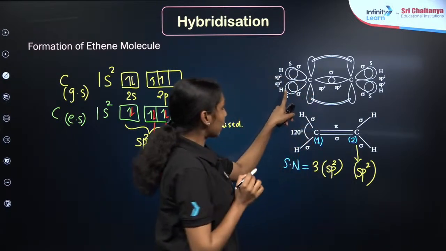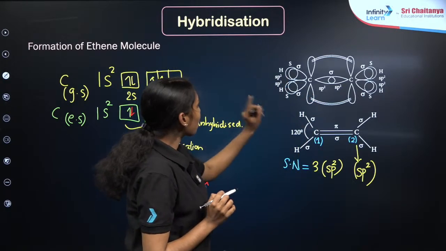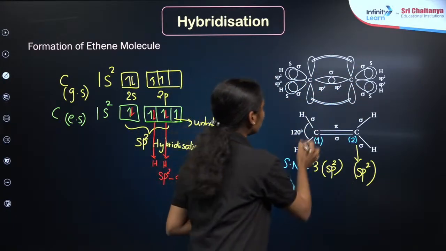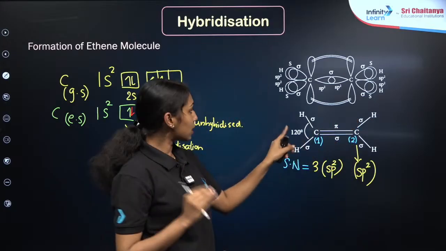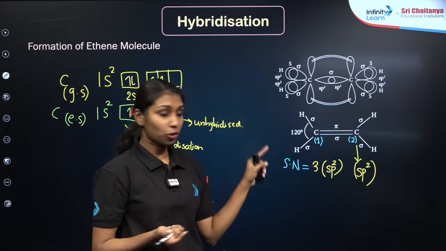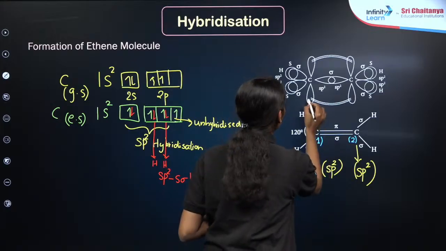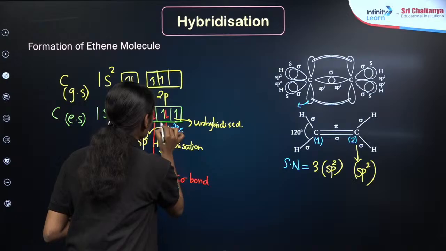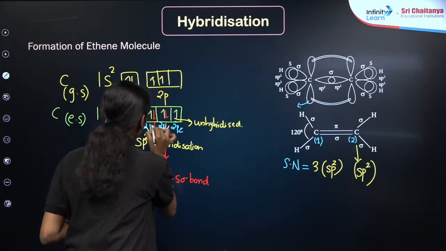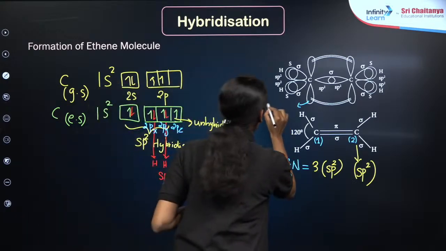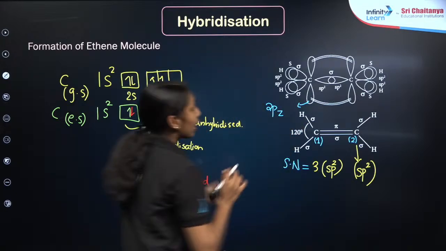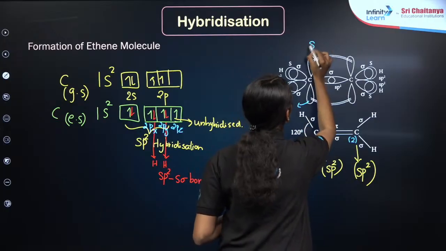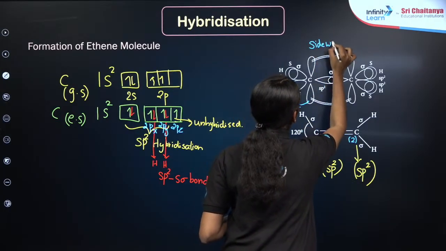Here this is the 1s orbital of hydrogen. This will overlap with the sp2 hybridized orbital of carbon to form 2 sigma bonds here and 2 sigma bonds here. So in total, 1, 2, 3, 4 sigma bonds are formed by the overlapping of sp2 and the s orbital of the hydrogen atom. Then what about this one? This is our unhybridized 2pz orbital, right? This is 2pz, this is 2py, and this is 2px. These unhybridized 2pz orbitals overlap sidewise, resulting in the formation of a pi bond.